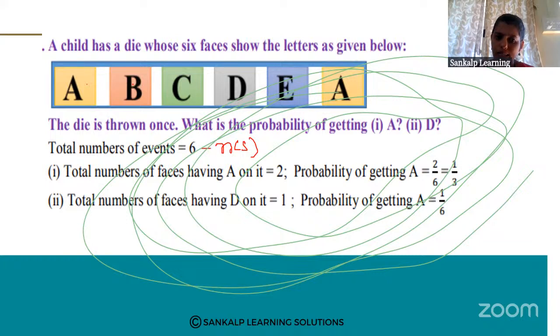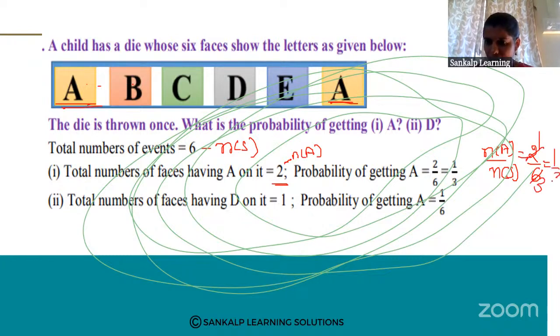Right? Total number of faces having A on it. So how many faces having A on it? That means 2 faces, 1 and 2. Observe here. 1 and 2 faces are having A on it. That means probability of getting A, n of A is equal to 2. Probability of getting A is n of A divided by n of S. So n of A is 2, n of S is 6, 2 ones are 2, 2 3s are 6, that means 1 divided by 3. This is the probability of having A on it.